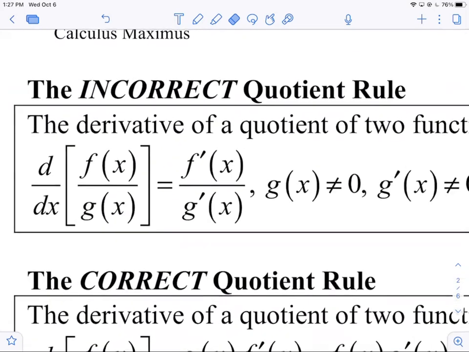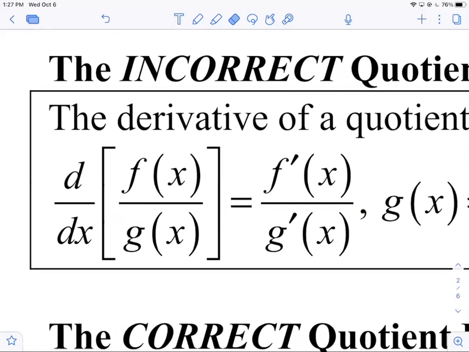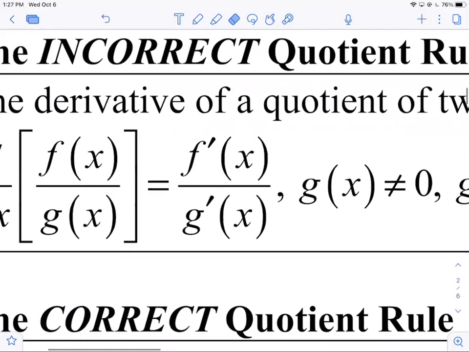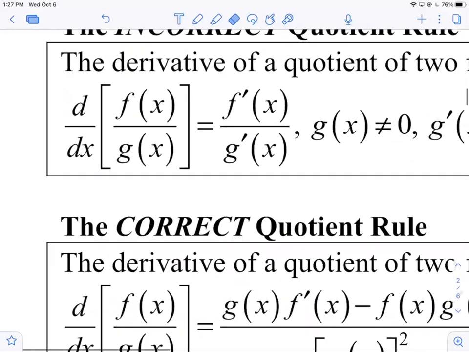Let's do the incorrect quotient rule. The incorrect quotient rule, much like the incorrect product rule, is oversimplifying things. You'll know it's wrong because it feels wrong. If you have the derivative of a quotient of two variable functions, f divided by g, it's not the quotient of the derivatives. You can't just take the derivative of the top, divide it by the derivative of the bottom. It doesn't work. Even if you know the bottom can't be 0, that doesn't work. Okay? The good news is there is a way.